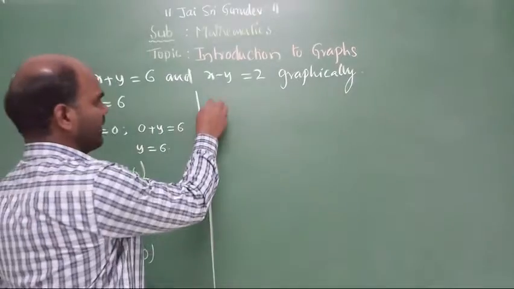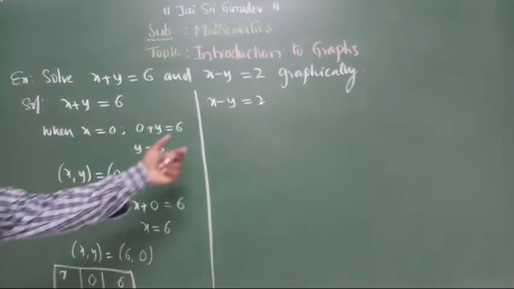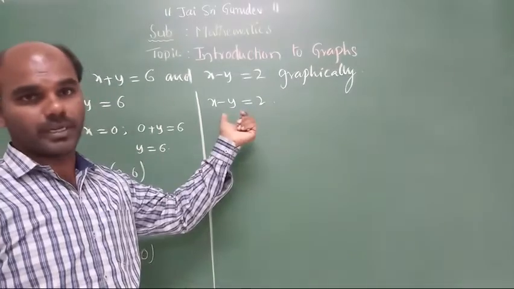That is x minus y is equal to 2. Okay, so same here also. How we found it is, we have to find two pairs of points here also.